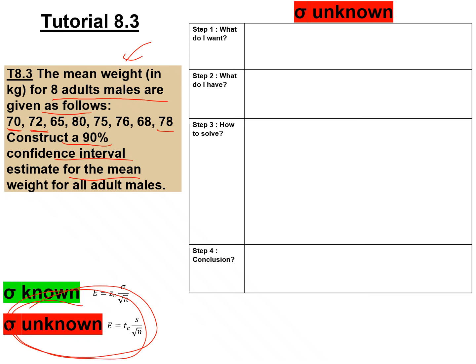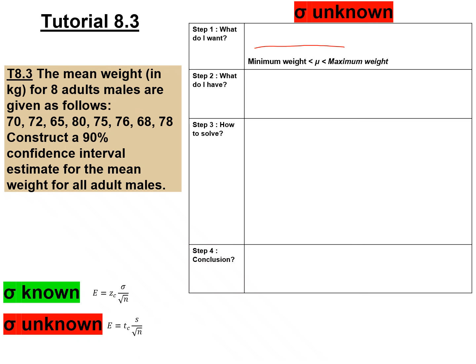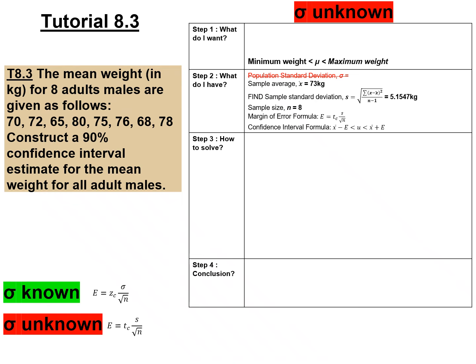Step number 1, what do I want? At the end, I want the range. What is the minimum weight and what is the maximum weight to represent the population mean of the adults? Okay, what will we have? We have the sample average.